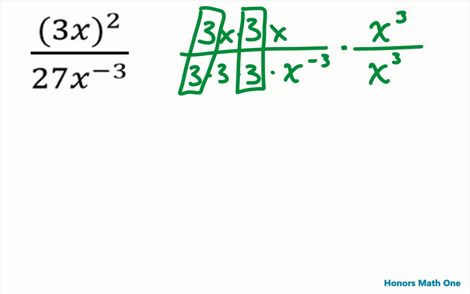In my numerator, you can see 1, 2, and then 1, 2, 3 factors of x. So I have a total of x to the 5th power. And then in the denominator, you can see these, x to the negative third times x to the third is x to the 0, which is the number 1. So I'm left with just x to the 5th all over 3. And that is the answer to part D.